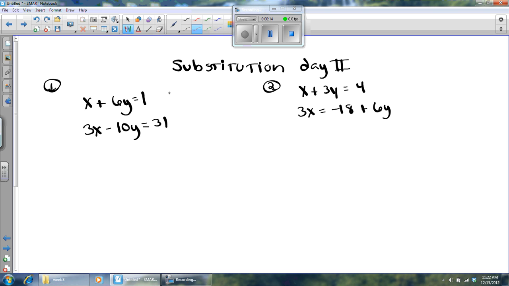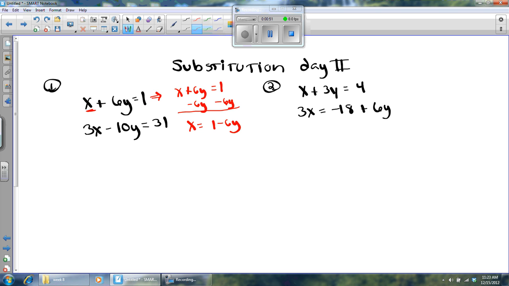All right, remember, we have to have either x or y alone in one of the equations. It's up to you which one to solve for and in which equation, but sometimes you can be really smart. As I look at problem number 1, this system, x plus 6y equals 1, and 3x minus 10y equals 31, the x is almost alone in the first equation. So I'm going to solve that first equation. x plus 6y equals 1. I'll subtract 6y from both sides, and I'll get x equal to 1 minus 6y.